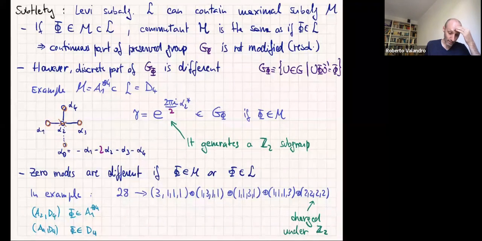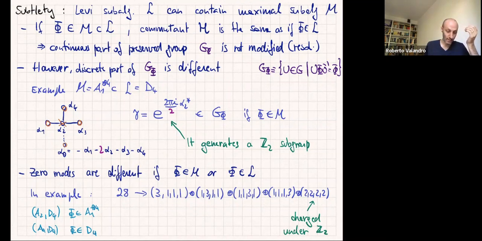There is another subtlety here that has to do with the discrete group, and this is the following. After you have selected your Levi subalgebra, it can happen that the Levi subalgebra has a maximal subalgebra. Now, if Phi belongs to the maximal subalgebra M instead of L, they give the same continuous preserved group, the same bunch of U(1)s. So the continuous preserved symmetry is the same. On the other hand, if Phi belongs to a subalgebra, it breaks less. So in fact there can be some discrete symmetry.